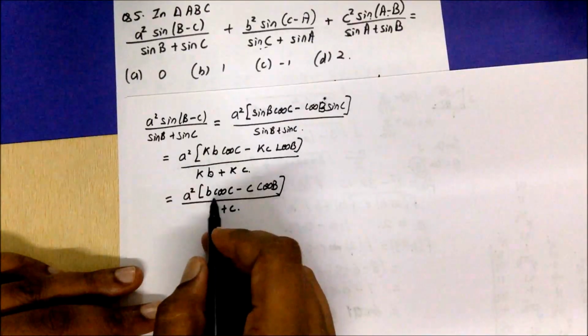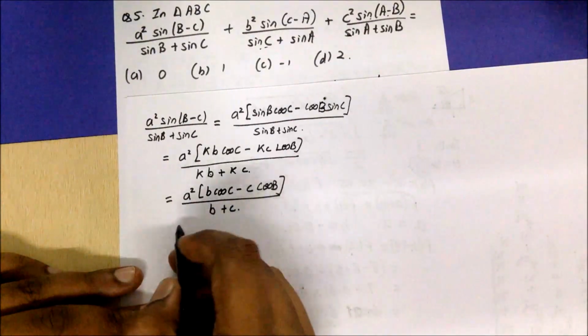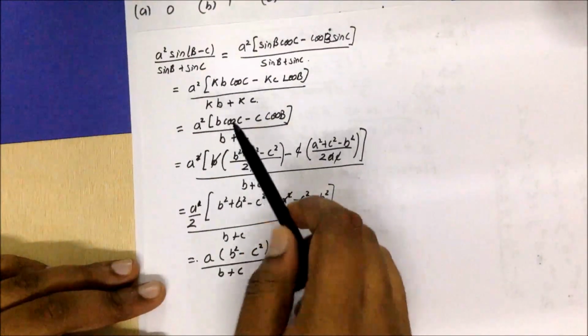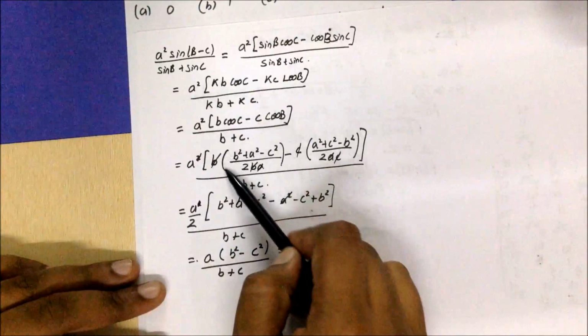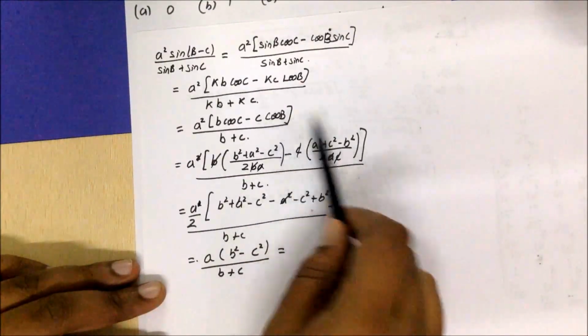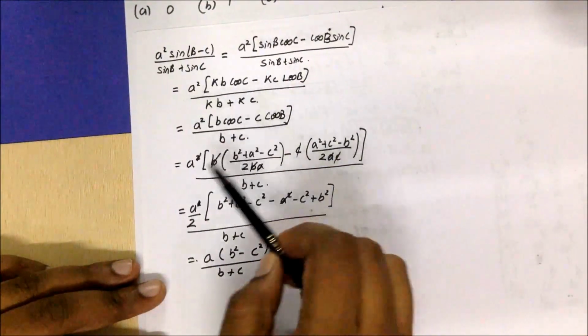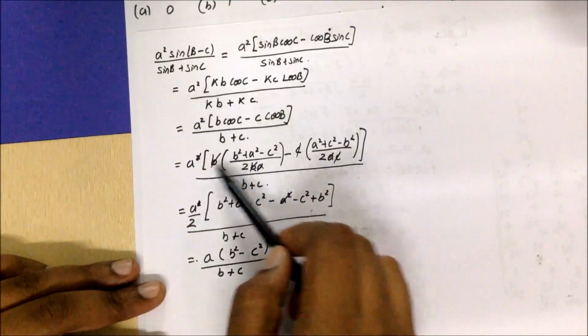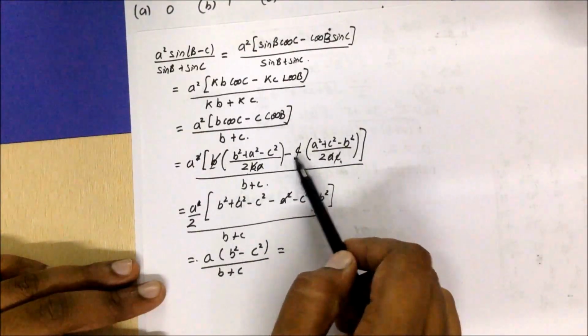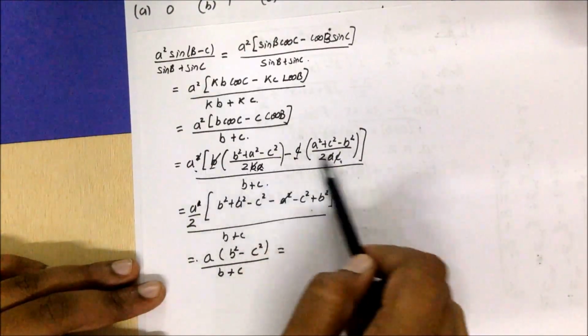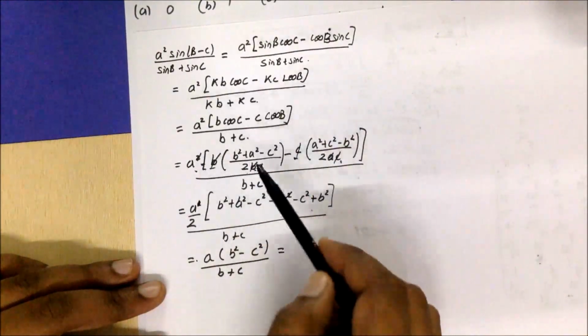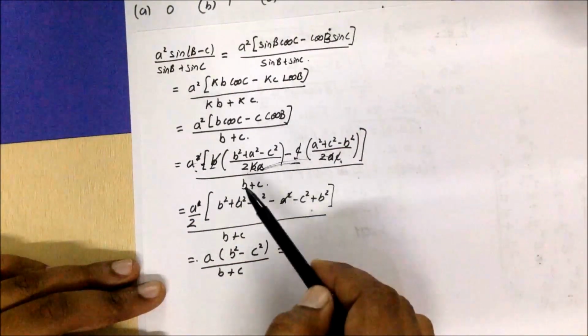Next, you can replace your cos c by the cosine rule. So what you have done is replaced your cos c by the cosine rule formula and cos b by the same cosine rule formula. What you can see is your b gets cancelled, your c gets cancelled, and then the a gets cancelled with the a outside because it's common for both the terms.